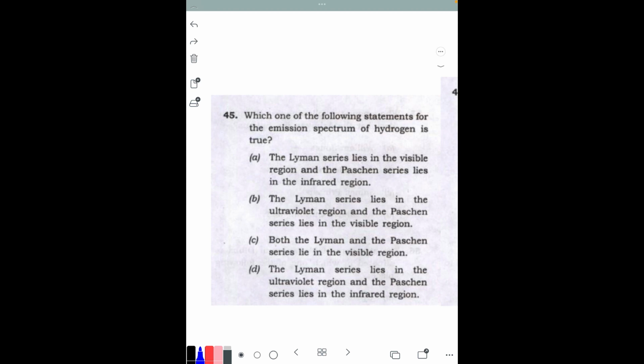45. Which one of the following statements for the emission spectrum of hydrogen is true? First statement. The Lyman series lies in the visible region. Paschen series lies in the IR region. Okay, let us see which series lies in what region. Lyman series lies in UV region. Balmer series lies in visible region. Paschen series lies in IR region, near IR.